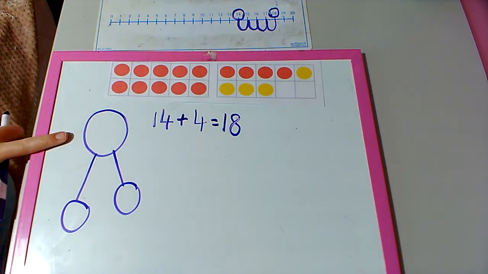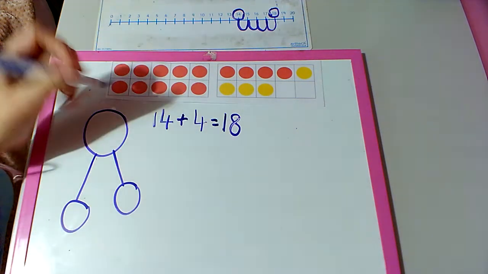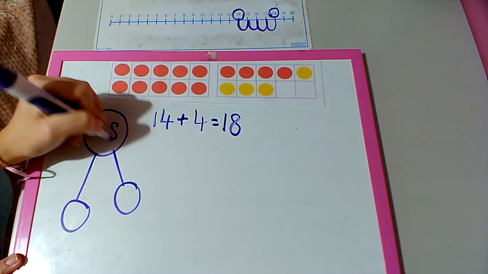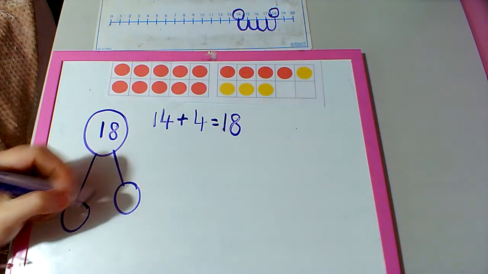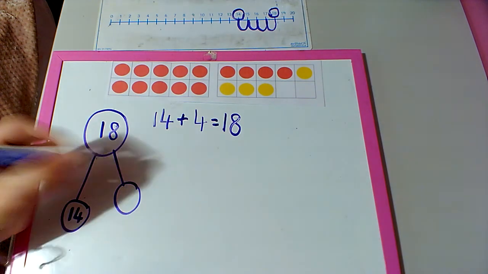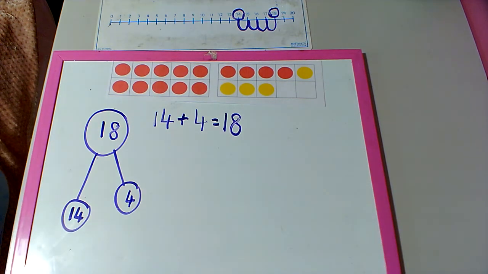So remember, our whole is our biggest number, and the biggest number in our number sentence is 18. So 18 is our whole, and our 2 parts are 14 and 4. So we've done our addition sentence, but let's put the numbers into a subtraction sentence now.